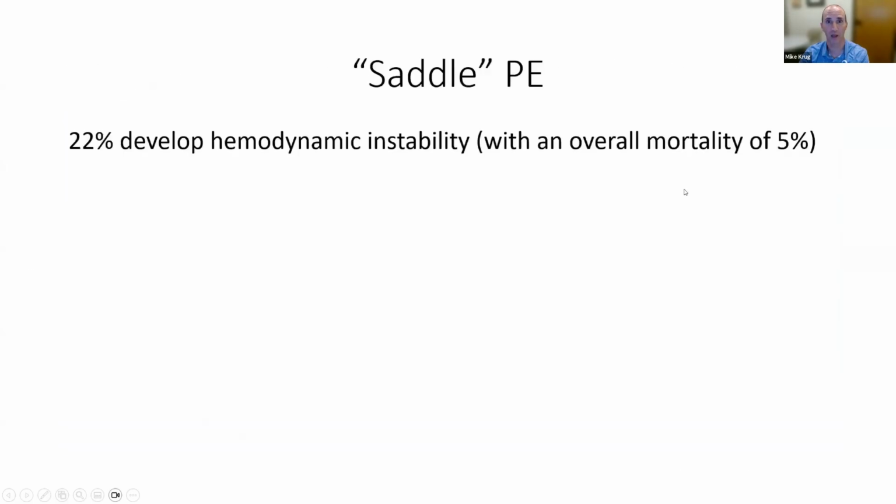I'd really appreciate that. So for saddle pulmonary embolism, 22% develop hemodynamic instability with an overall mortality of 5%. So it's not as high as you might worry. And that's why we don't do thrombolytics for all patients just based on what the imaging looks like. We do it based on what the blood pressure is and what the signs of RV strain are.